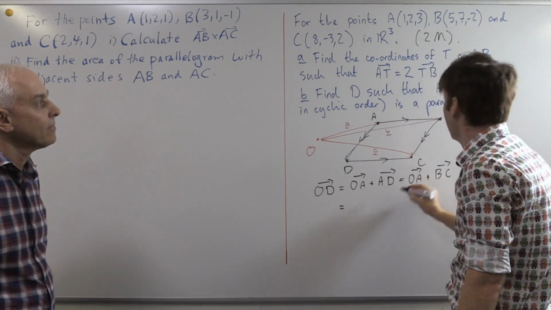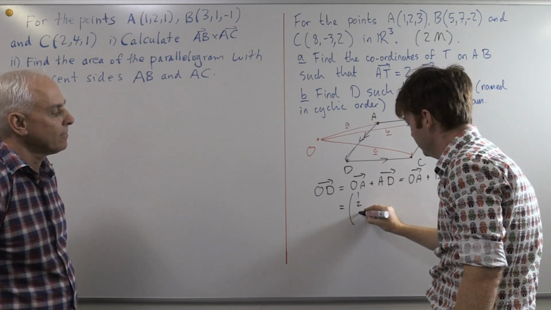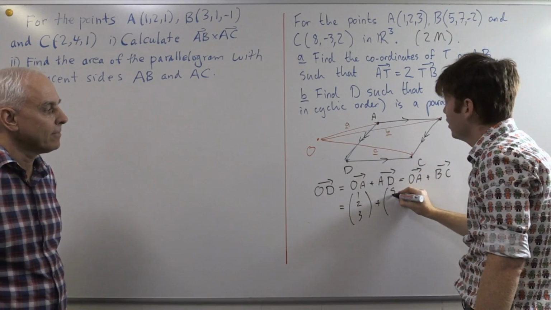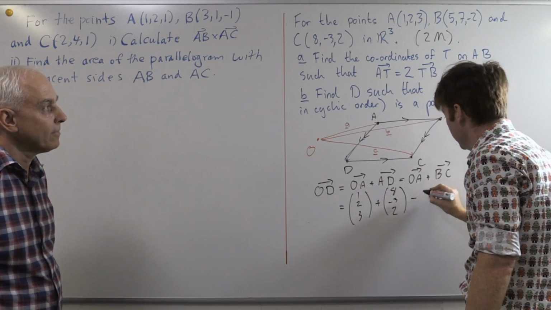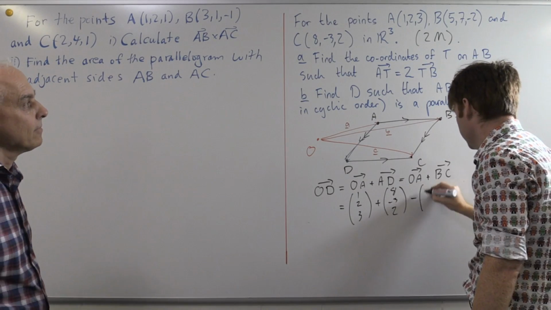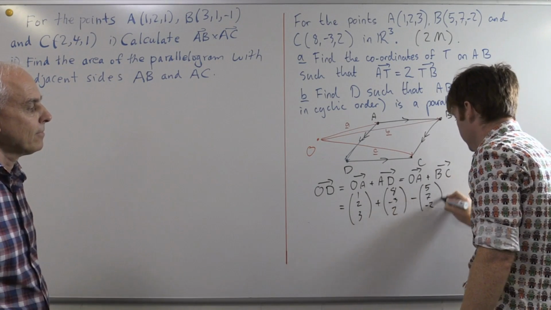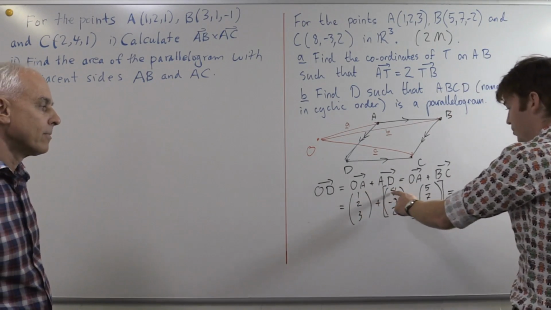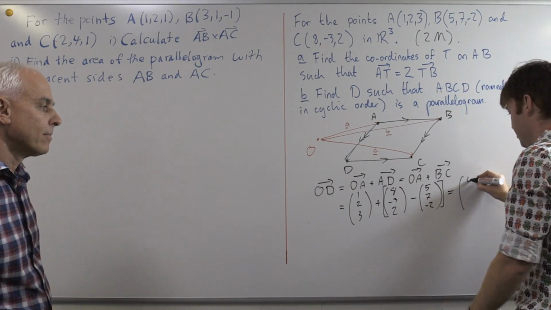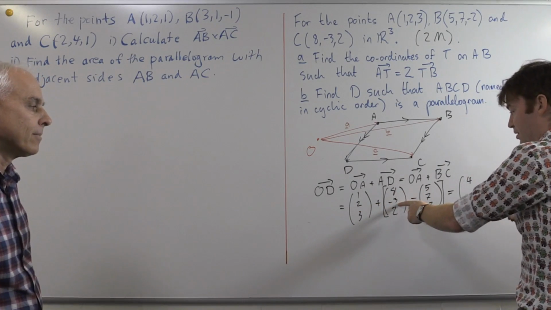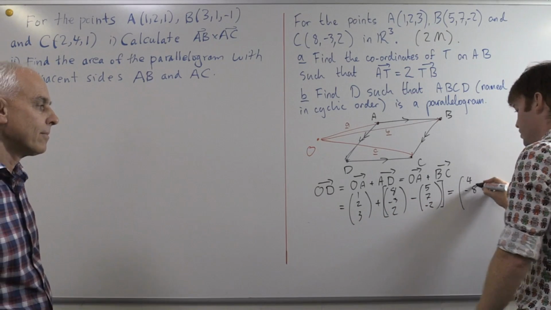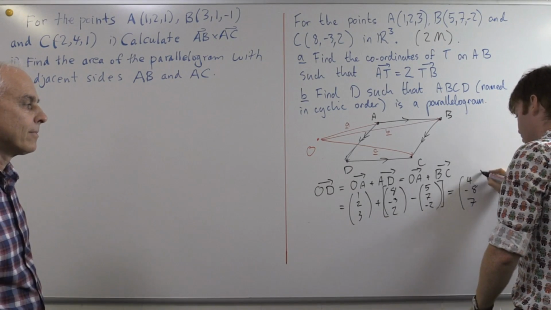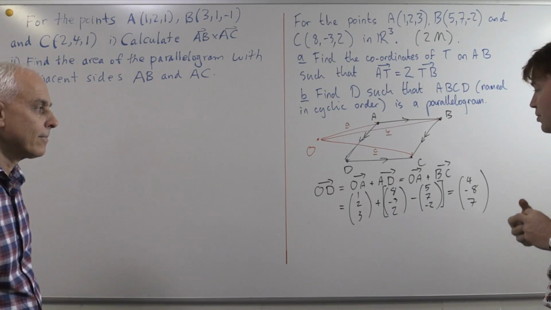Which is, OA is the vector (1, 2, 3), plus BC, which is C minus B: (8, -3, 2) minus (5, 7, -2). And I might just put some brackets around that. Which is equal to 1 plus 8 is 9, minus 5 is 4; 2 minus 3 is -1, minus 7 is -8; and 3 plus 2 is 5, plus another 2 is 7. Behold the coordinate vector for D.